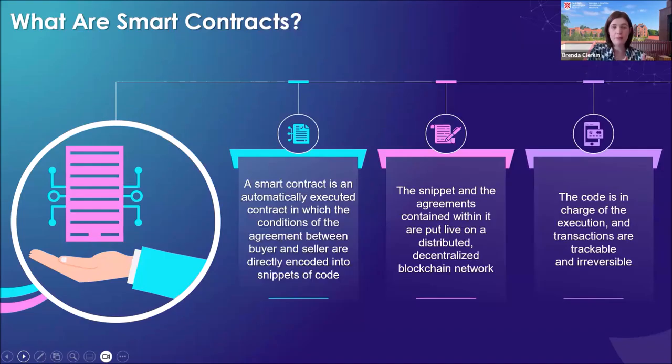So let me give you an example. Say, for example, you were renting a property, and you've got your traditional contract which outlines the premises and the parties involved, the time period involved, and most importantly, the rent payment that you're going to have to make.